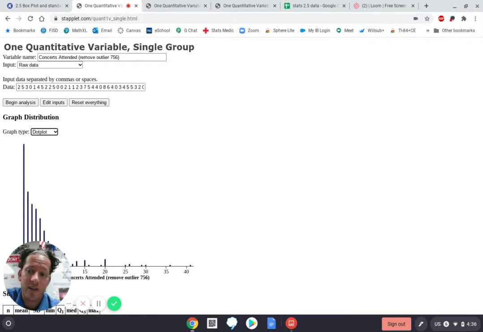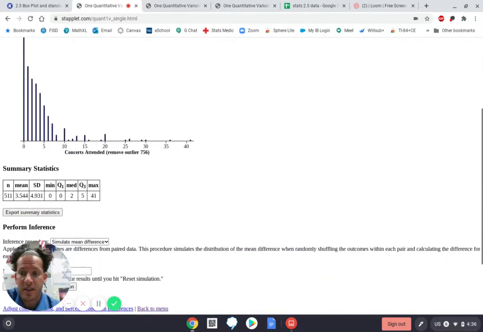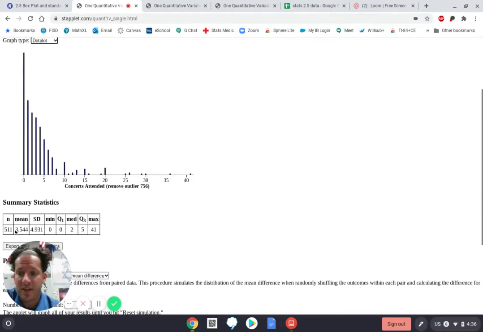I was able to type you into Statplet.com. I had all the data on an Excel sheet. I just copied all the numbers and pasted them right here into raw data, hit begin analysis, and it was able to graph for me. This is a dot plot. If you look right above my head, you can see that N is how many people answered. So we had about 511, 512 with that one person.